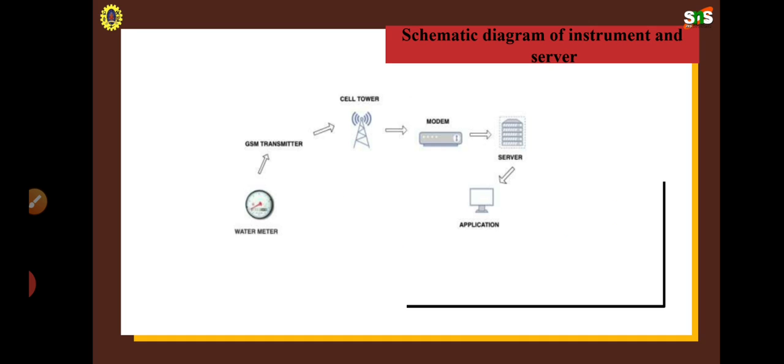The reading from the meter is then transmitted to the GSM modem via GSM transmitter and cell tower. Data from the GSM modem is transferred to the SQL Server database, and the same is retrieved and used for further analysis via various applications. So this is the overall skeleton of how data analytics is implemented in water leakage.